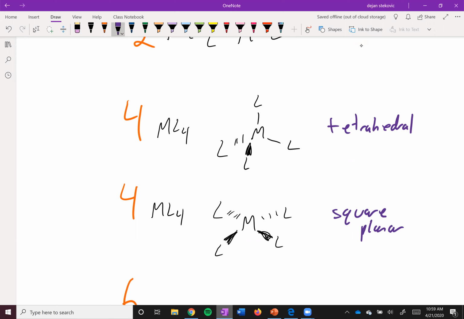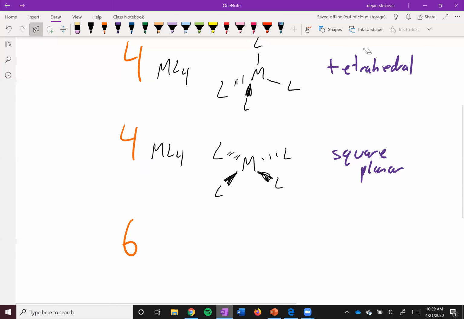The main difference between this transition metal and some other main group element is that this transition metal does not have these lone pairs above and below, but it still adopts this square planar geometry.